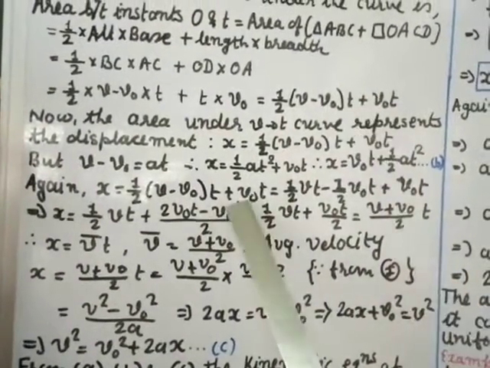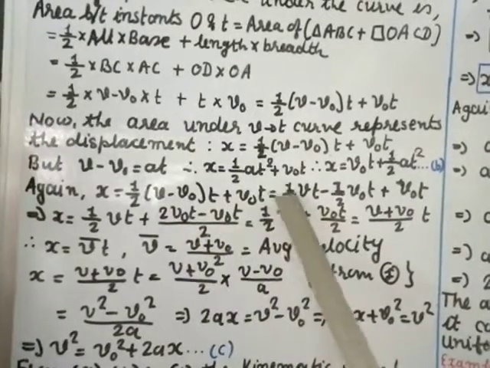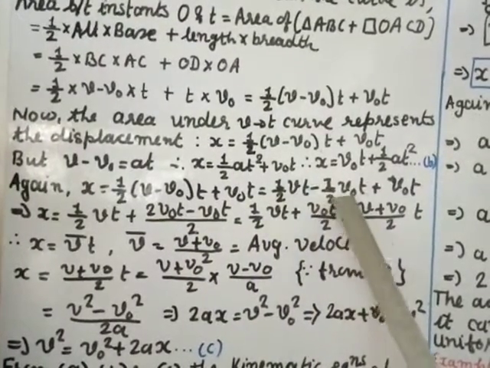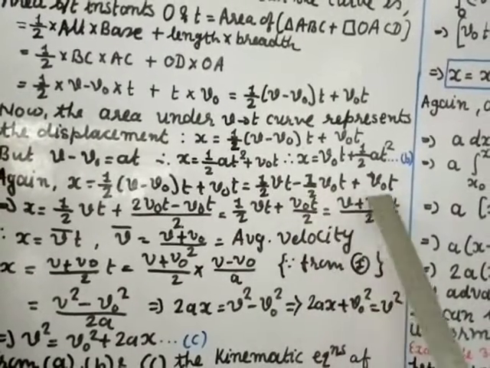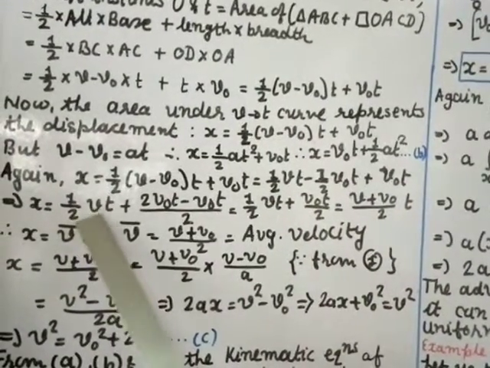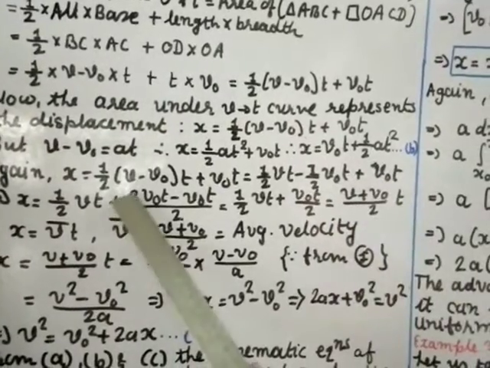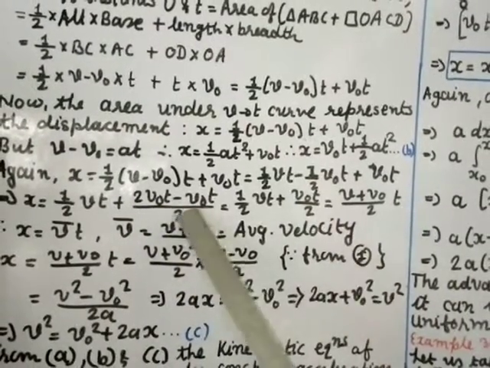Again x is equal to 1 by 2 (v minus v0) t plus v0 t. This value come back. Now multiply t inside: 1 by 2 vt minus 1 by 2 v0 t plus this v0 t. Here for these two you take LCM. So this one as it is, 1 by 2 vt. Take LCM. So here remains 2 v0 t minus this one v0 t by 2.